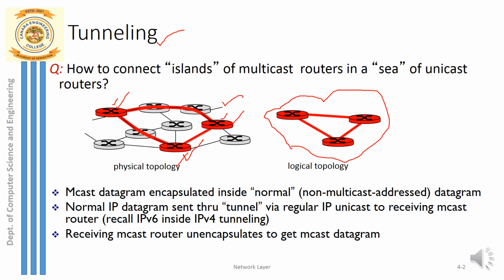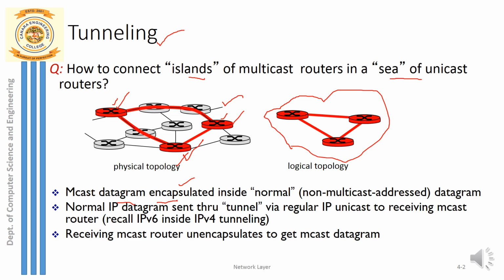Now let's call these multicast routers islands, whereas the entire network we can call a sea, a sea of all unicast routers. So we call all these unicast routers, whereas these red routers are islands or multicast routers. Whenever a datagram is passed through multicast routers, that datagram should be encapsulated. What is the meaning of encapsulated? It is hiding the data within the packet.